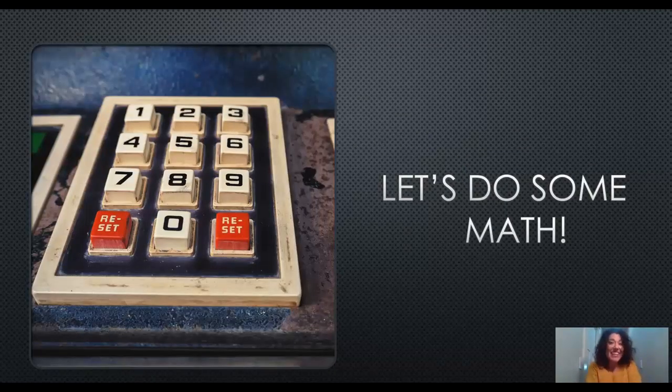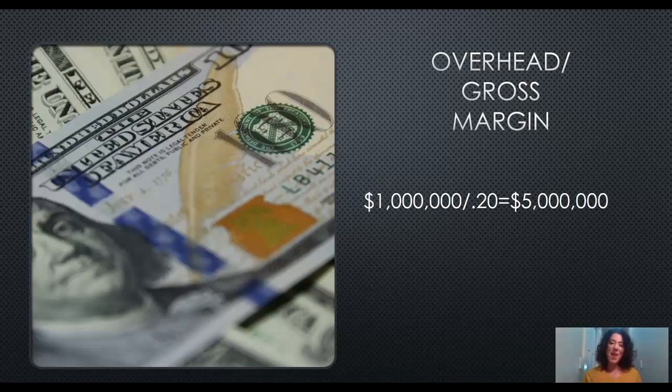So now we get to do math. Yay, math, my favorite. So our math calculation for break-even sales is overhead divided by our gross margin, gross profit percentage. So for our example, based on our assumptions, it would be $1 million divided by our 20%, so 0.20, equals our break-even sales. So for our example, we need $5 million in break-even sales. That means we're going to start with $5 million in revenue. By the time we get all the way through it, we're going to have $0 in net income.